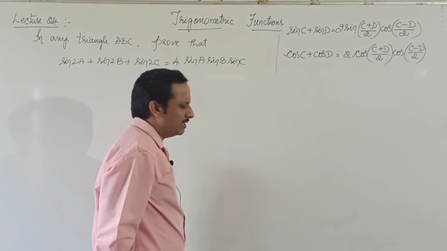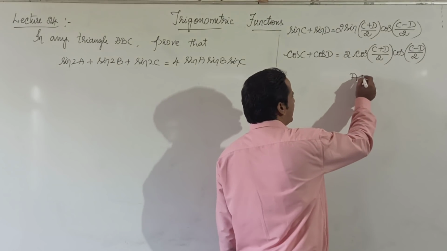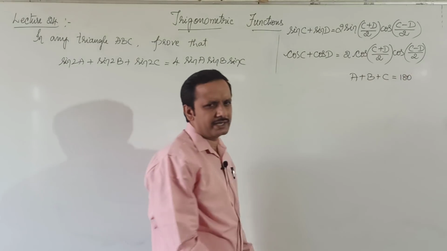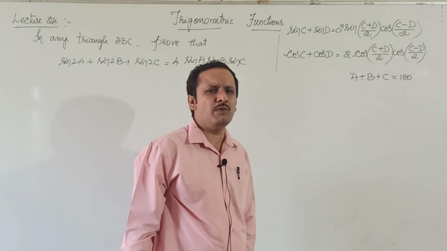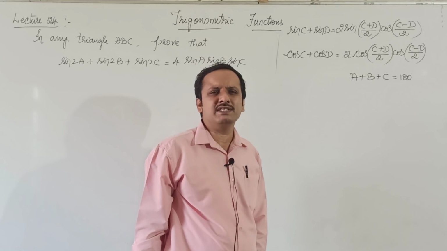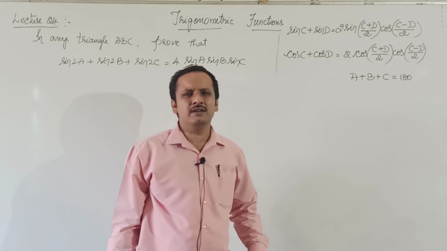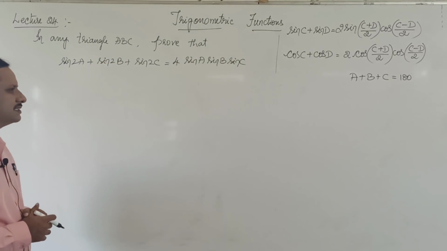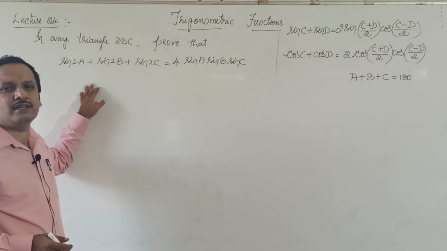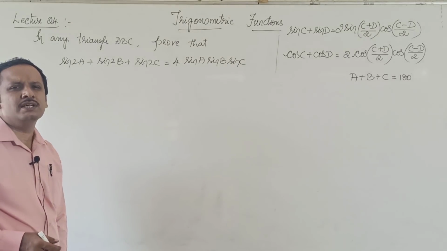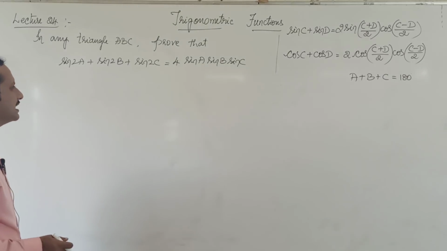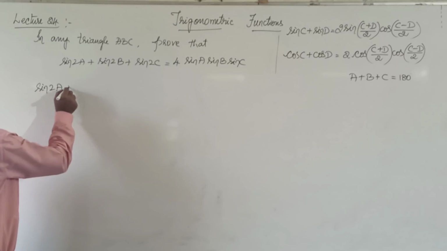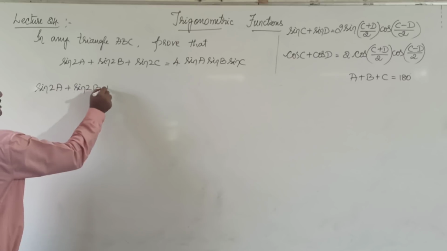So it's a triangle ABC. When I say triangle ABC, immediately what comes to our mind is that A plus B plus C is equal to 180 degrees. The sum of the three angles is equal to 180 degrees. From this we can write A plus B is equal to 180 minus C, or B plus C equal to 180 minus A, etc. So keep that in mind. We are asked to prove that sin 2A plus sin 2B plus sin 2C is equal to 4 sin A sin B sin C. I will consider this LHS, sin 2A plus sin 2B plus sin 2C.